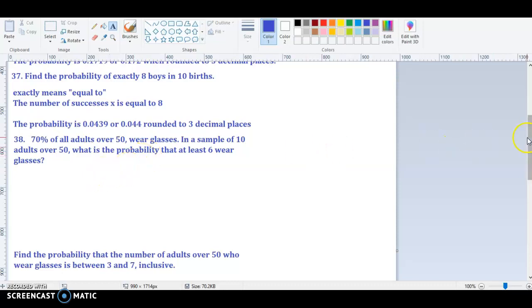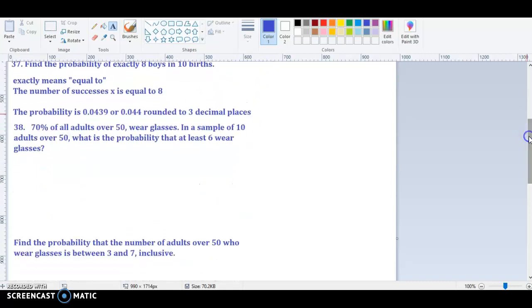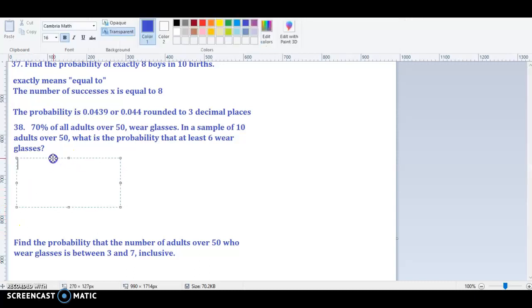Remember, we need to find the values of n and p, just like we did in the other problem. So how many people are we looking at altogether? That's going to be n. In this case, it says a sample of 10 adults, so n equals 10 is our sample size, or using the terminology of the book, the number of trials.